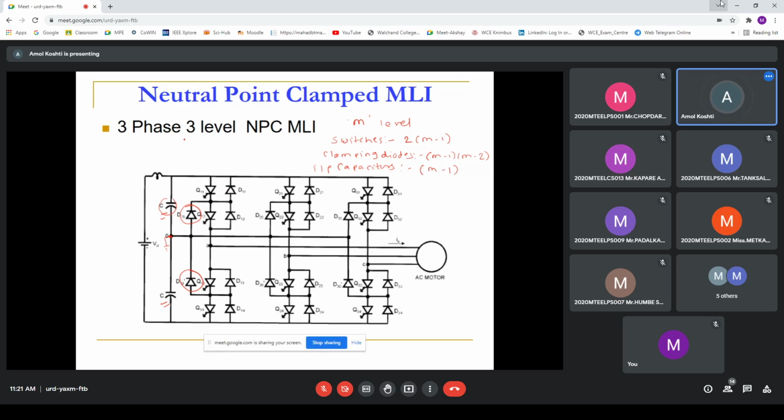Now this one is a 3-level inverter. For 3 levels, how many switches are there? 3 minus 1 is 2, 2 into 2 is 4. So if you see this, there are 1, 2, 3 and 4 switches. How many diodes are there? Clamping diodes: M minus 1 into M minus 2, so 3 minus 1 is 2, 3 minus 2 is 1, 2 into 1 is 2. So 2 diodes will be there. Input capacitors: it is 3 levels, so 3 minus 1 is 2. So 2 capacitors will be there.